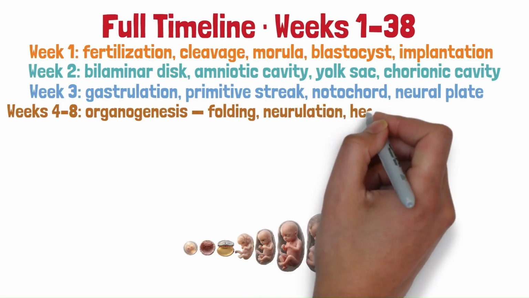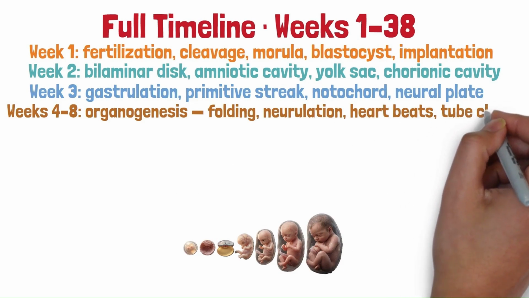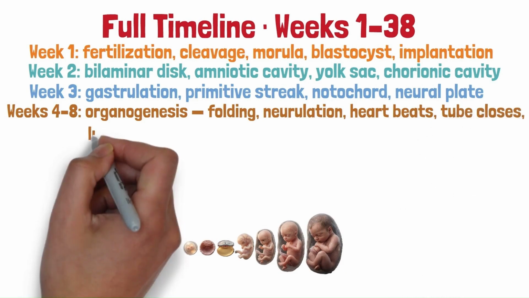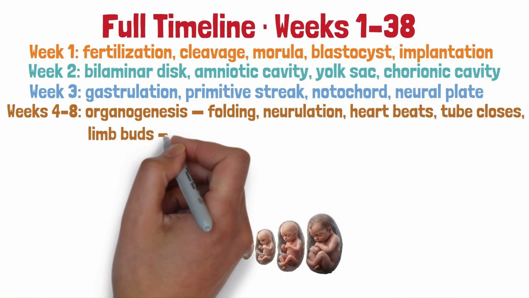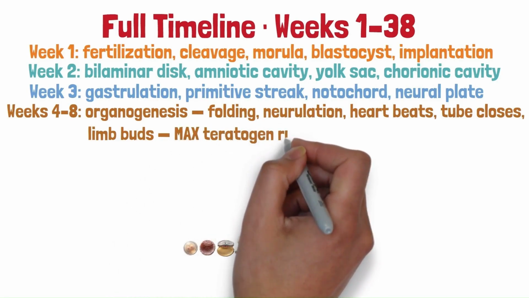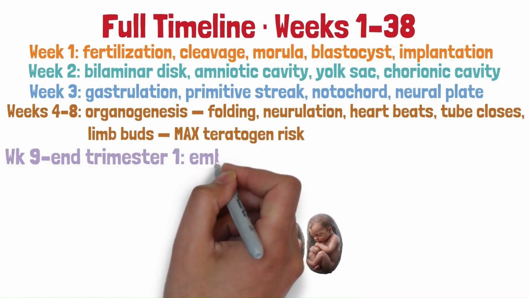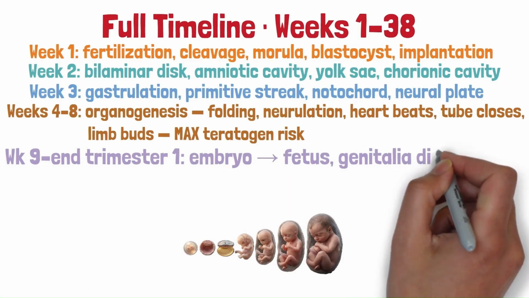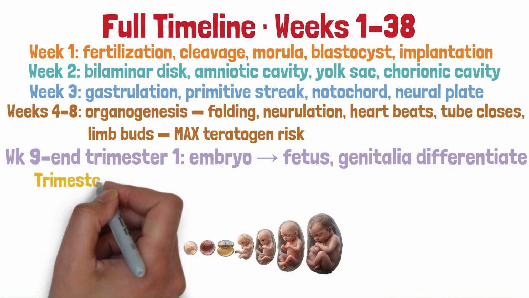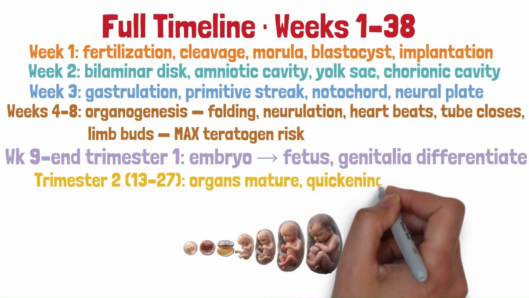In the second trimester, weeks 13 to 27, organs mature and grow. Your patients start to feel quickening. Fetal movement increases, and viability is approached late in this window. And in the third trimester, from week 28 to birth, the fetus gains weight rapidly. It starts producing pulmonary surfactant and the CNS keeps maturing right up until delivery.